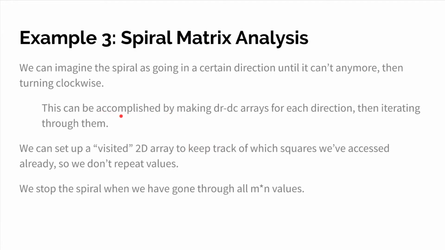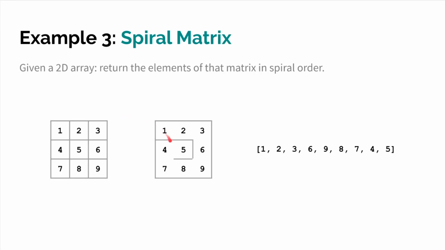So this can be accomplished by making DRDC arrays for each direction, then iterating through them, right? So for the right, we might say that difference in row would be 0, difference in column would be +1. Going down, we might say difference in row is 1, and difference in column is 0, etc. We can also set up a visited Boolean 2D array to keep track of which squares we've accessed already so we don't repeat values, right? So remember here, when we reach 4, we don't want to go up again because we've already seen 1.